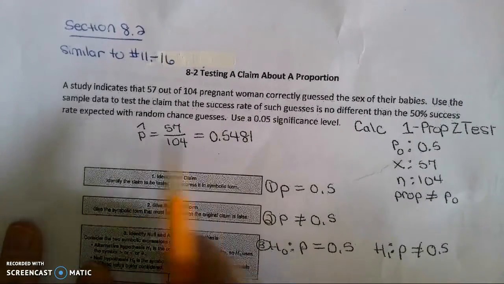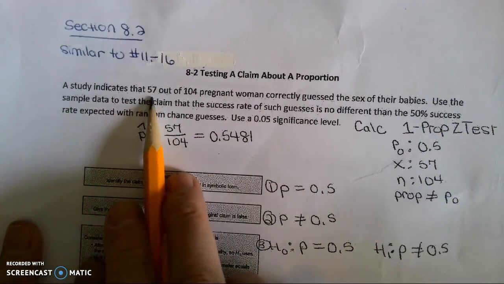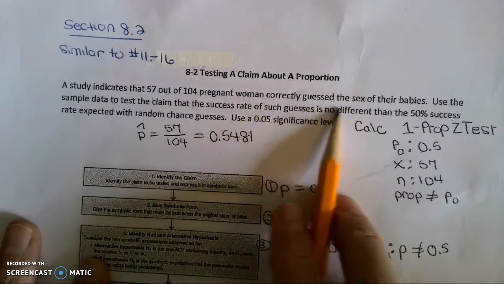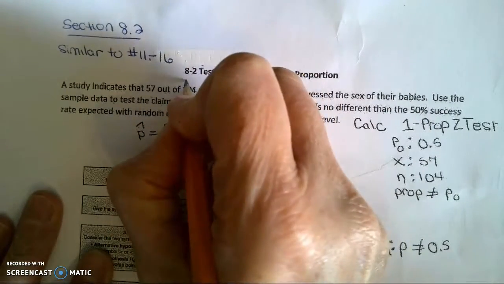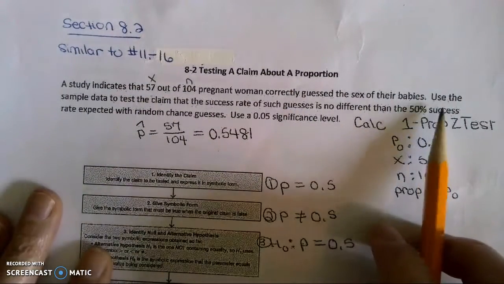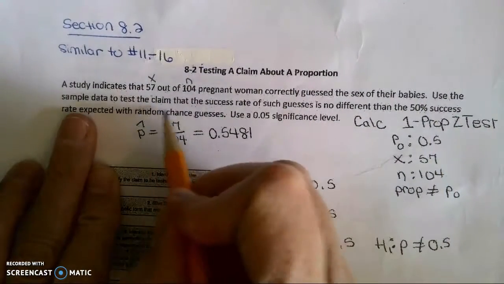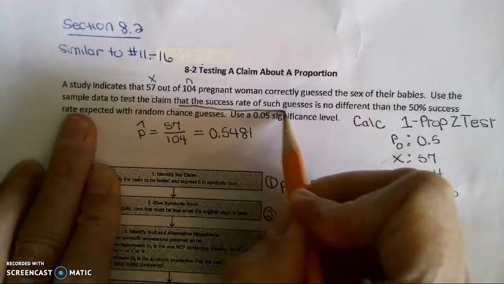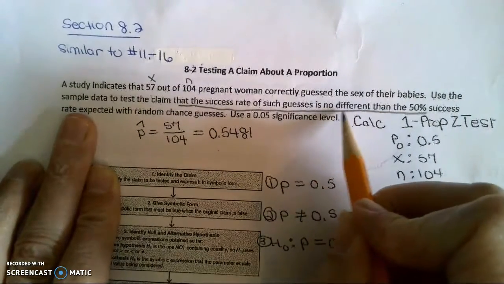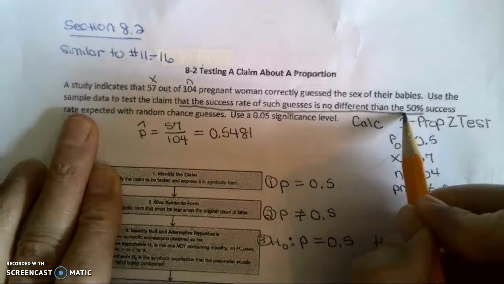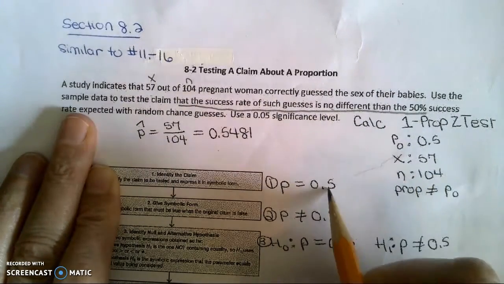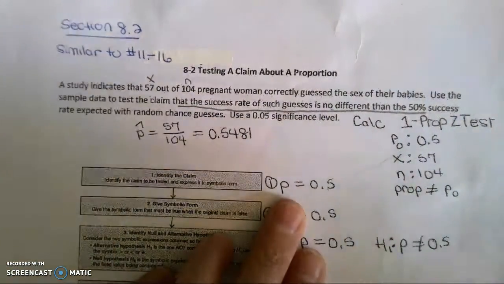Okay, so for this one, it says a study indicates that 57 of 104 women correctly guess the sex of their babies. So this would be my n, and this would be my x, just so we have that information. Use the sample data to test the claim the success rate is no different than 50%. Okay, so this is my claim. It's no different than 50%. So different means not equal to, so no different means equal to. So this is my claim right there.